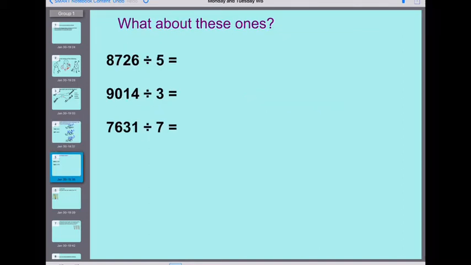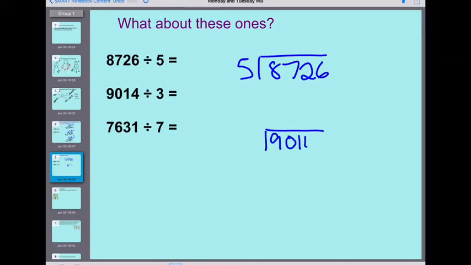Can you now try the ones with 4 digits? Again, you're going to use the same method. Okay, pause the video here and have a go.